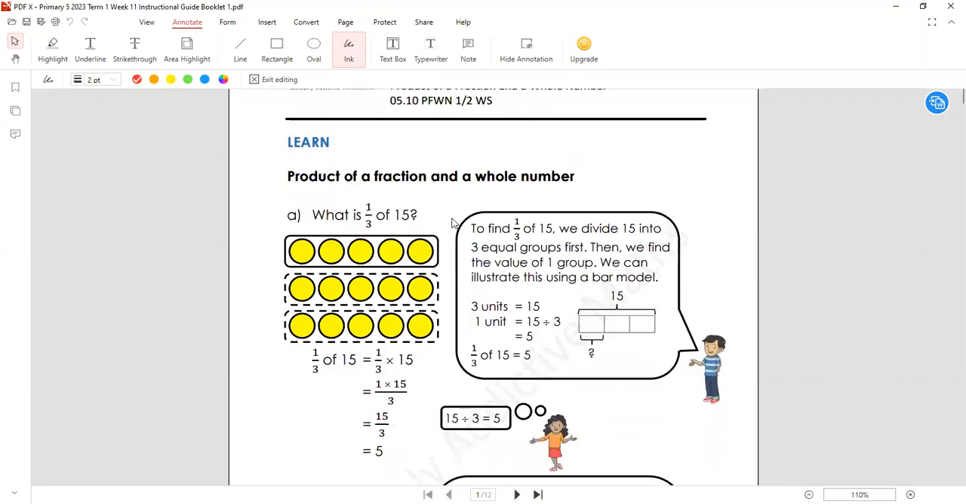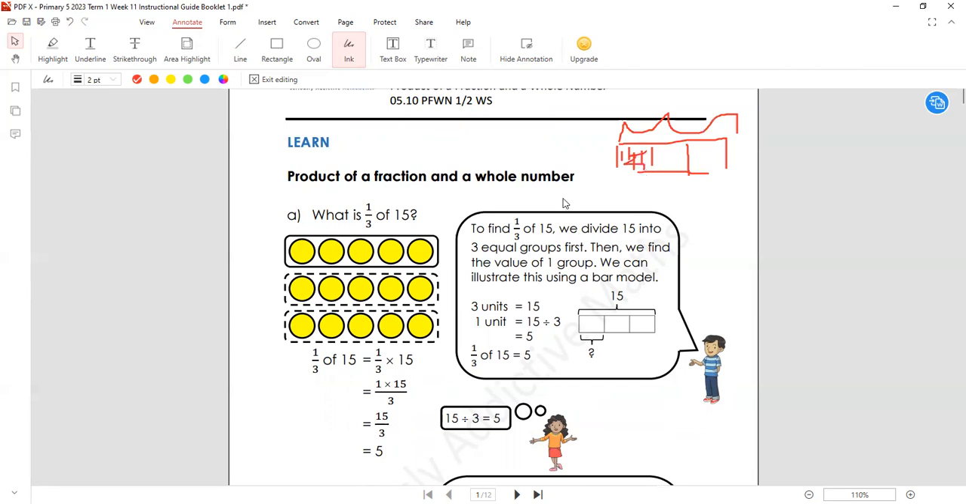The idea here is to get them to understand the concept. What does 1/3 of 15 mean? 1/3 of 15 is 1 out of 3 parts of 15. If you look at 15 here, there are 3 parts, and the whole thing, 15, is 3 parts. So 1/3 basically means just one portion of the 3.